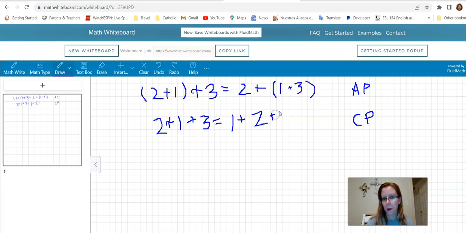These both work for multiplication. We could change these addition signs to multiplication, and this would be the associative property of multiplication, and this would be the commutative property of multiplication.